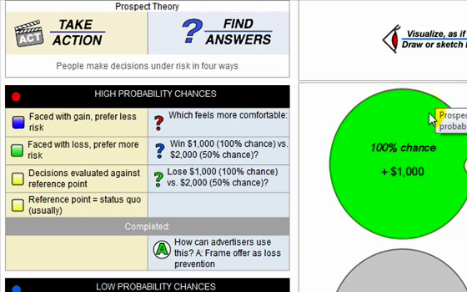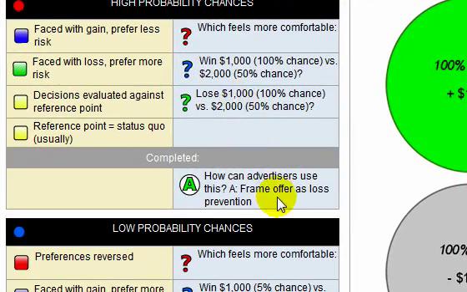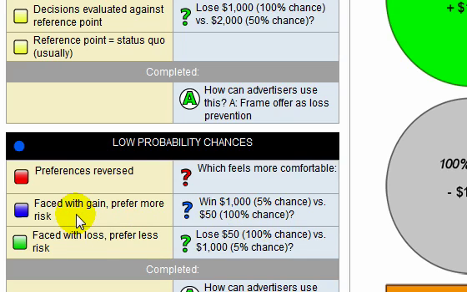Jump around. And one last thing, colors can also be used to show correlations between objects. So, "faced with gain, prefer less risk." Well, here's the example question. It's in blue. Here's a statement in green. Well, here's the example question. And we can use these colors, and this is the same pattern down here as well. So we can use colors to show correlations between objects.